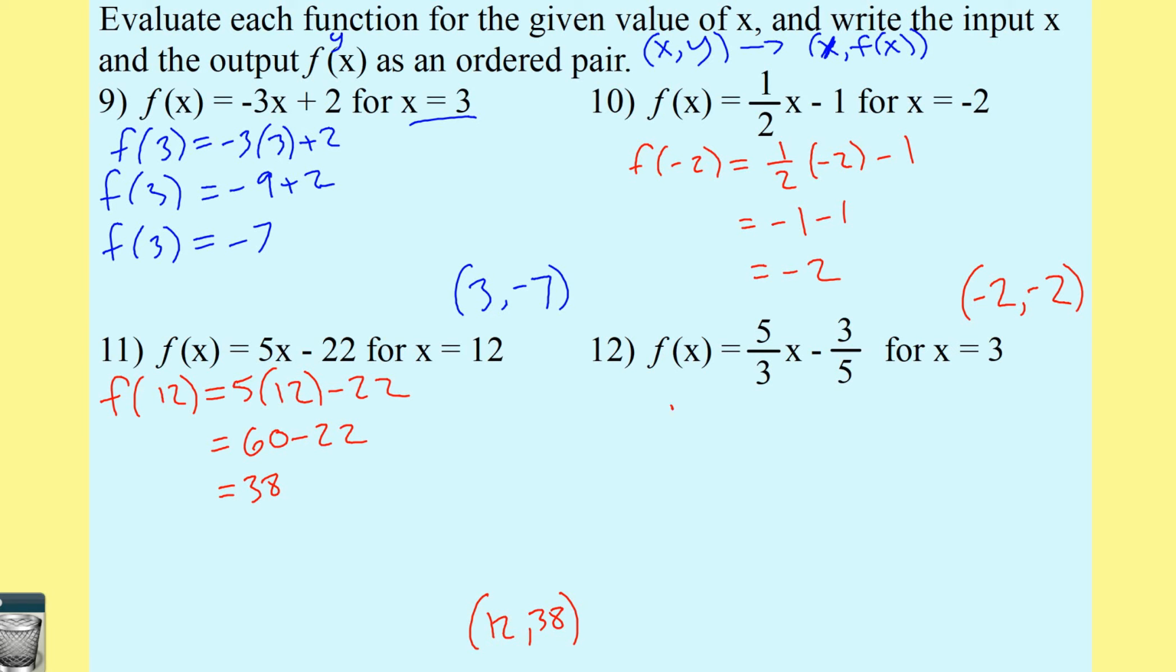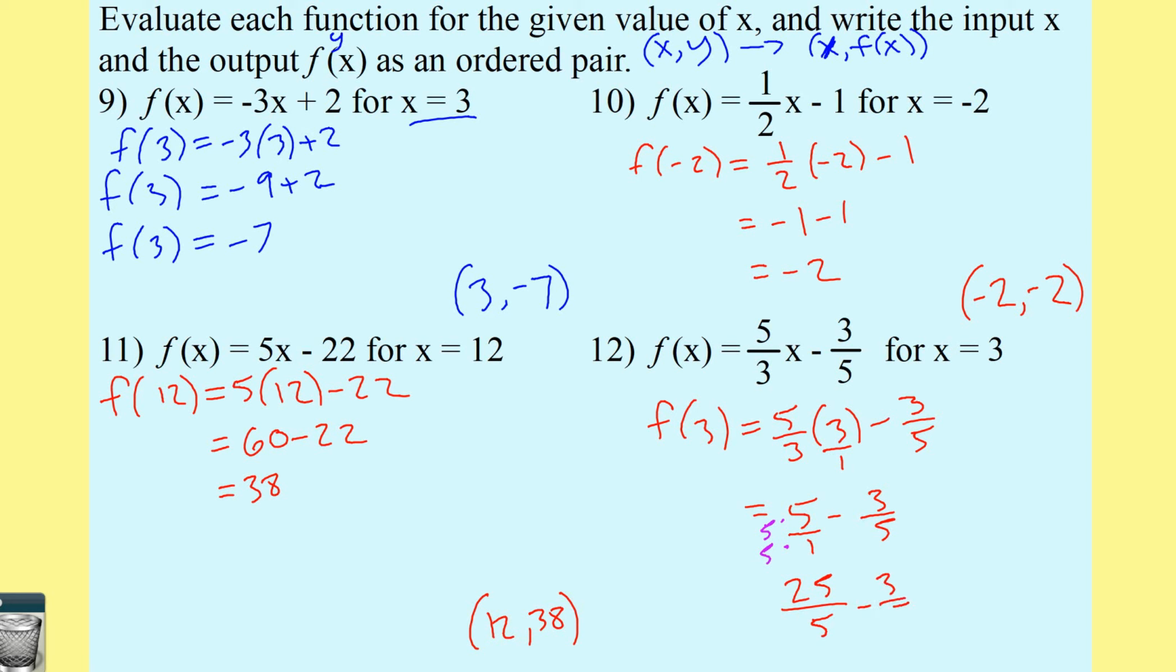All right, number 12. Find f of 3. So 5/3 of 3 minus 3 over 5. Okay, so this one becomes 15 over 3, because you can multiply the tops and the bottoms, so 15 over 3, which is just 5. So now we want 5 minus 3/5. If you don't remember, we want the same denominator, so we need to change this one to times 5. So then we get 25 over 5 minus 3/5. So this one ends up being 22 over 5. So our point is 3 comma 22 fifths.